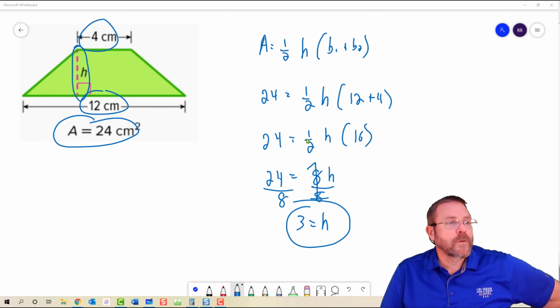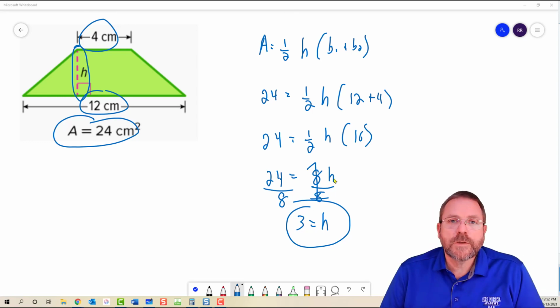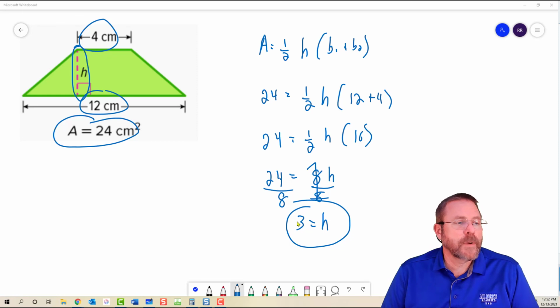And then from there, I said, well, 1/2 of 16, that was going to be 8. After that, I divided both sides by the 8 right here. These 8's divided out becoming 1. 1 times h was h, and 24 divided by 8, that gave me 3 for the final answer.